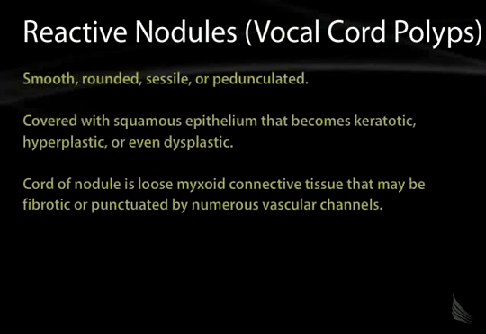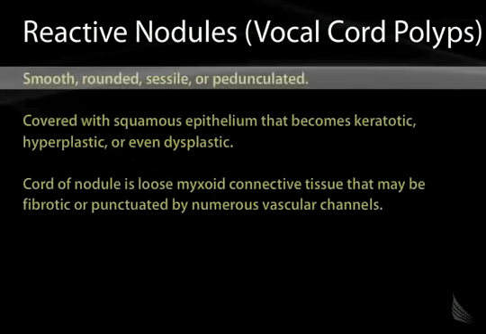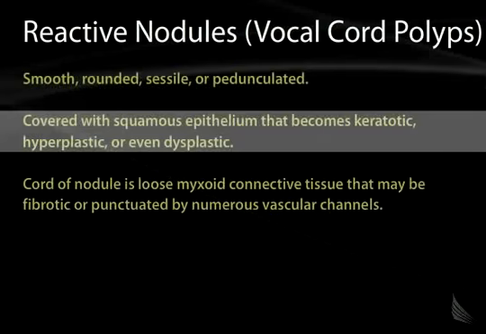Perhaps one of the most common are what are referred to as reactive nodules or vocal cord polyps. These are smooth, rounded, sometimes sessile, or even pedunculated lesions that appear within the vocal cords. What one sees when one looks at them histologically are polyps covered with squamous epithelium that can be keratotic, hyperplastic, or on occasions even dysplastic, that is, premalignant.